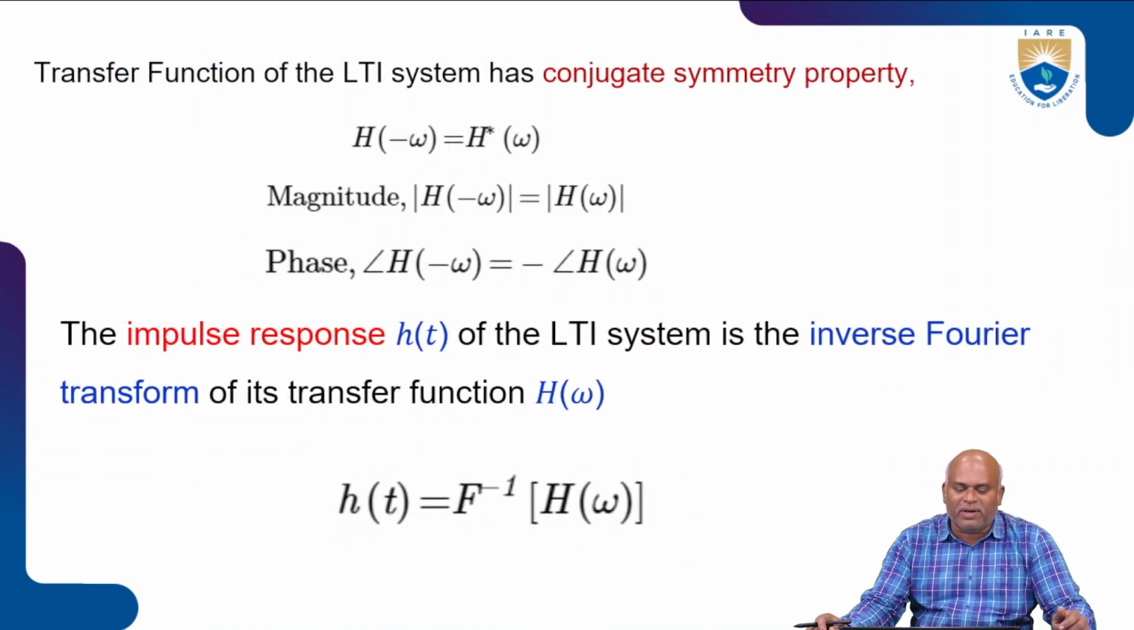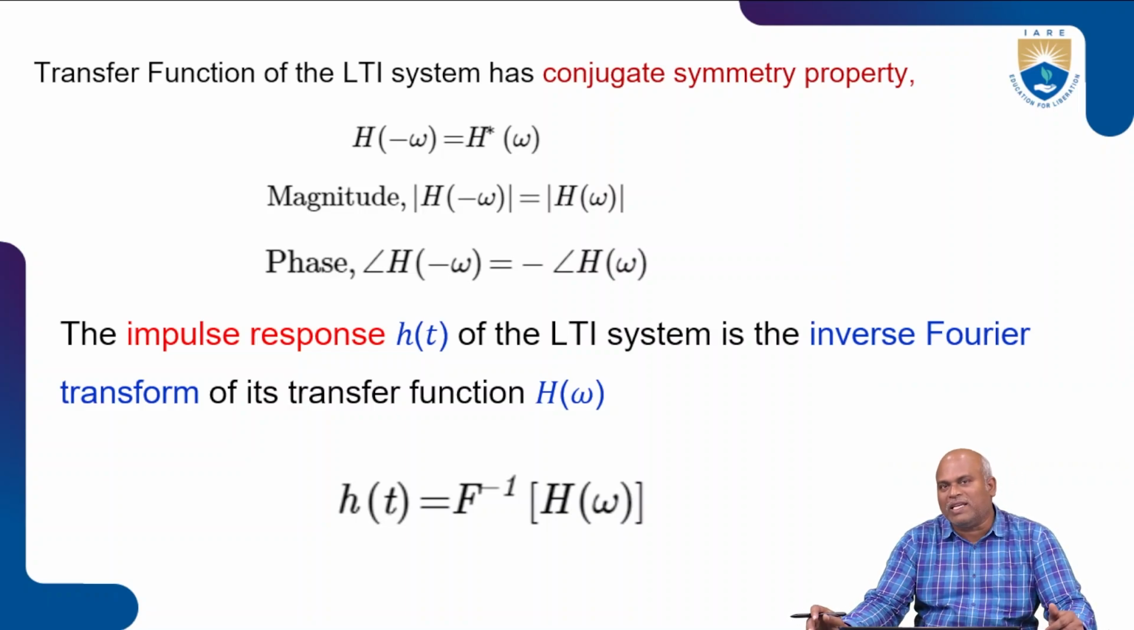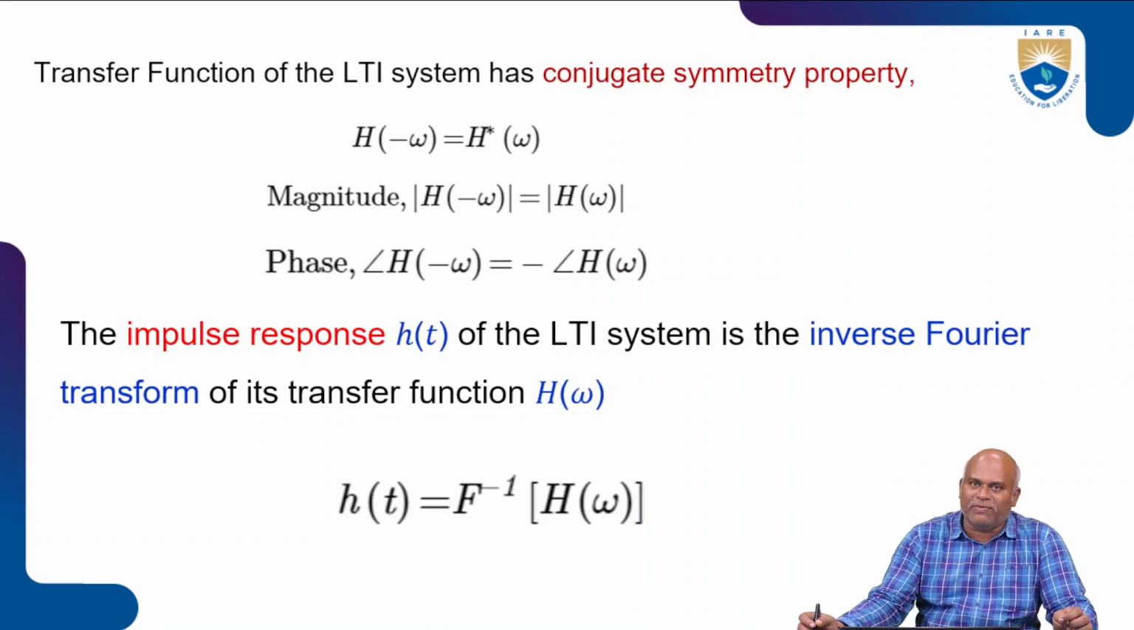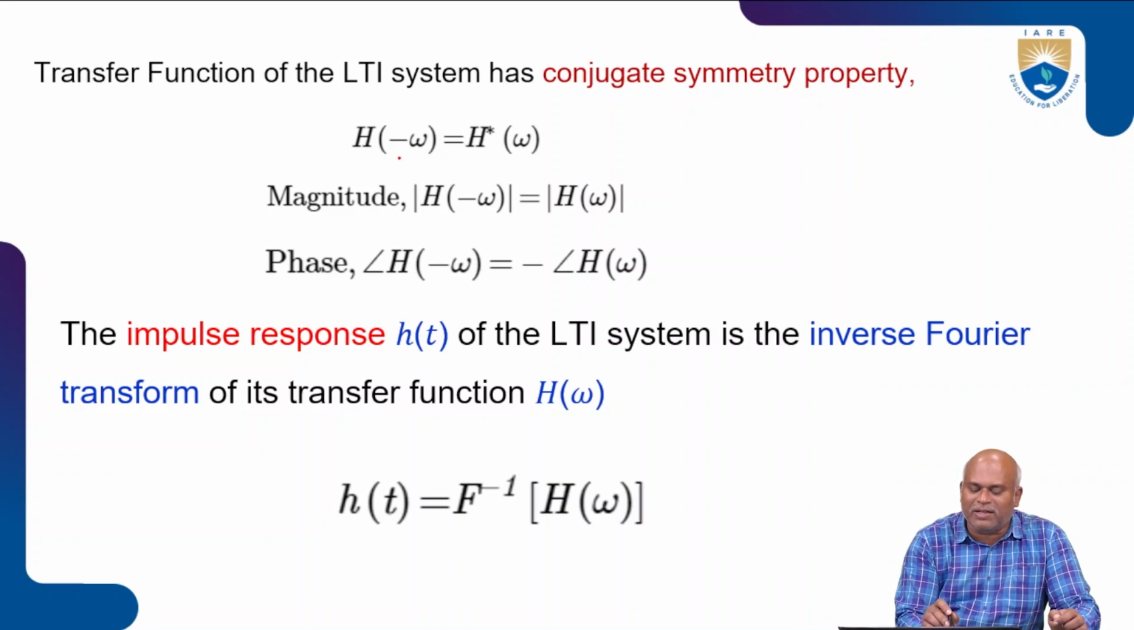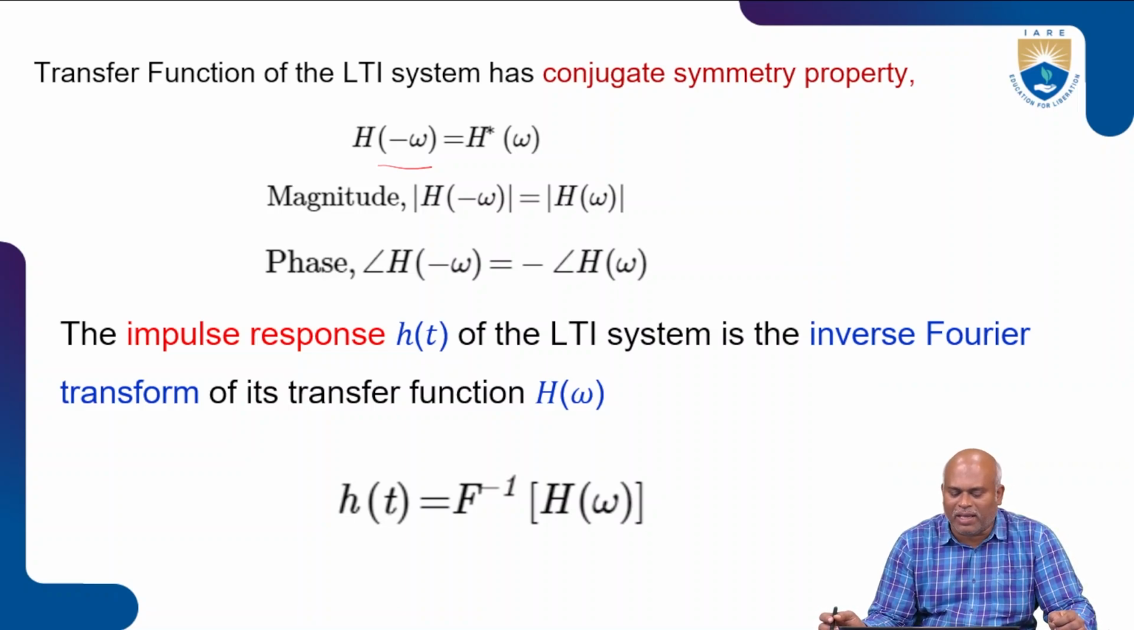Next, the transfer function of an LTI system satisfies the conjugate symmetry property. For this, I take the transfer function and give it the negative value of frequency, that is H of minus omega. It produces an output represented as the complex conjugate of H of omega.